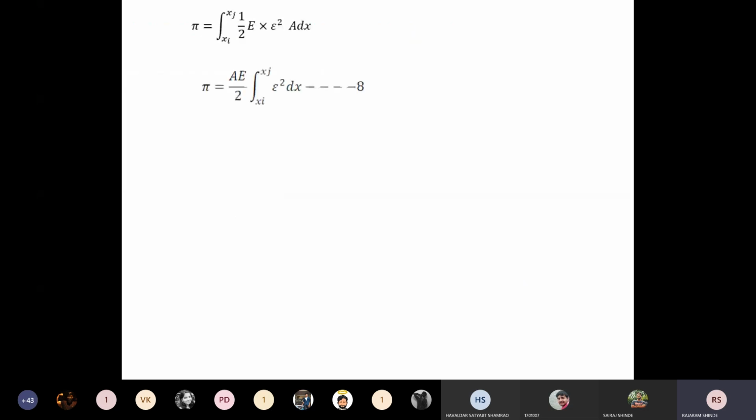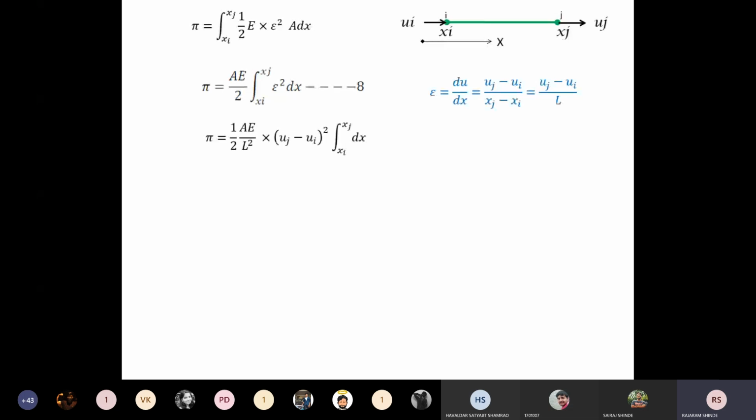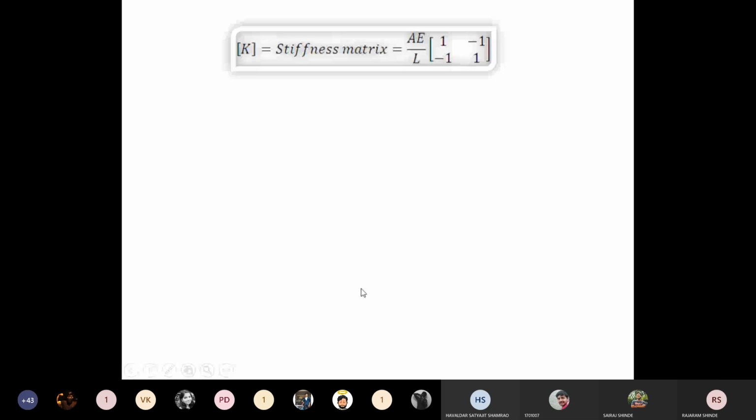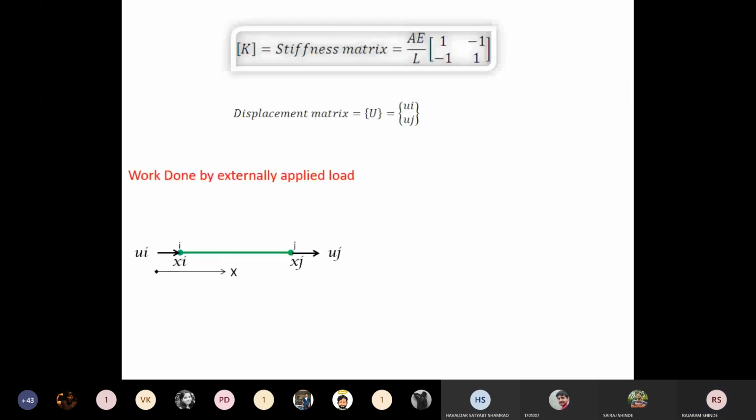Strain energy is, here we have strain energy equation. This one is a strain energy equation, and this one is work done equation. Okay, but these two terms are acting in opposite direction. So if I take the strain energy positive, this work done I should take negative.